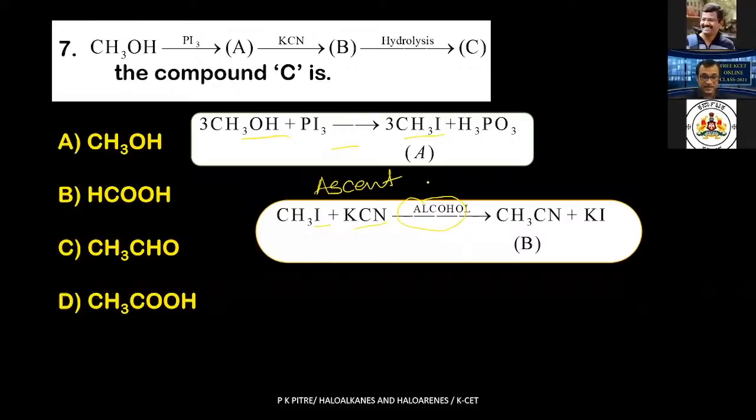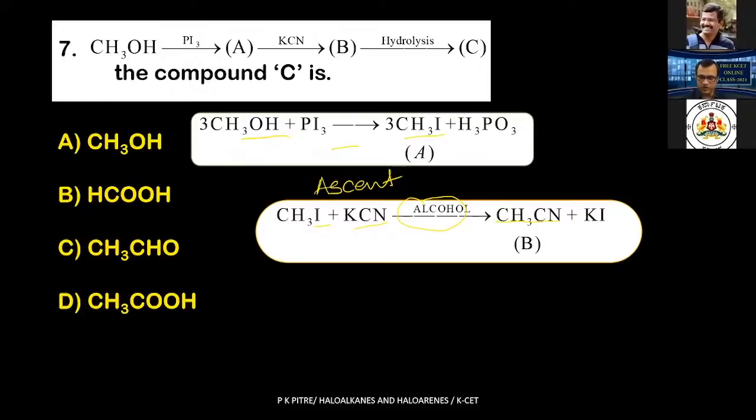Ascent in series, or ascending in a homologous series, is one of the best ways by which you can increase one carbon atom in the given molecule. So what are you getting? You are getting methyl cyanide, or ethane nitrile in IUPAC, you can call it.